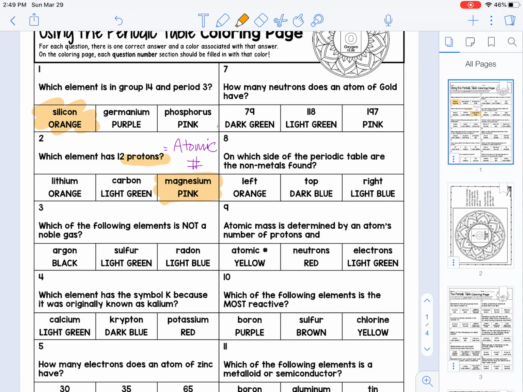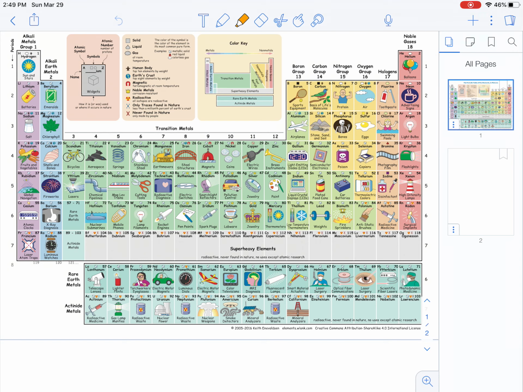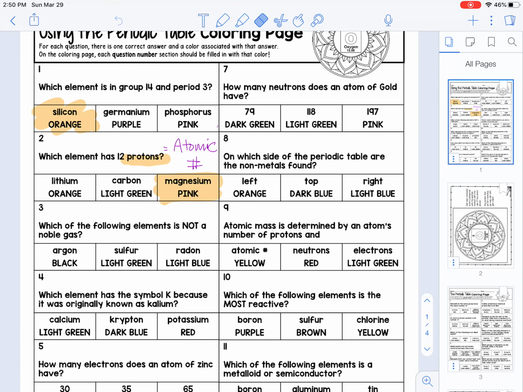Which of the following is not a noble gas? So it's argon, sulfur, or radon. If we look at our periodic table, our noble gases are found over here in group 18. I see argon right here, and I see radon right here, but sulfur is over here in group 16, so that is not a noble gas. So that number 3 would get colored in light green.